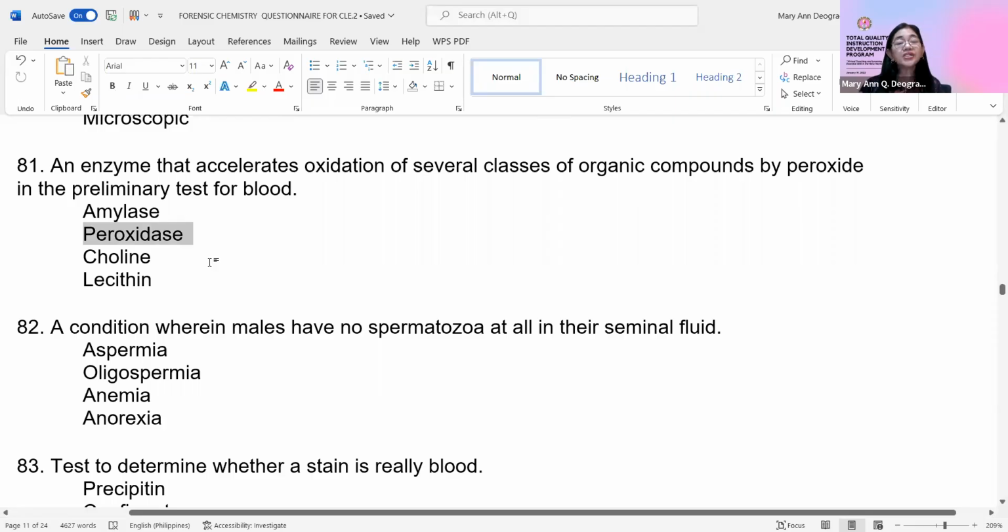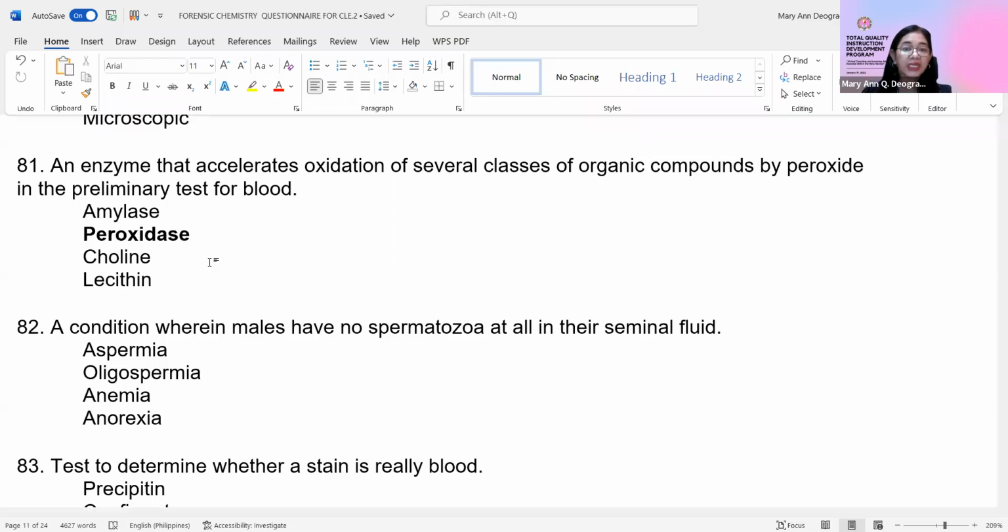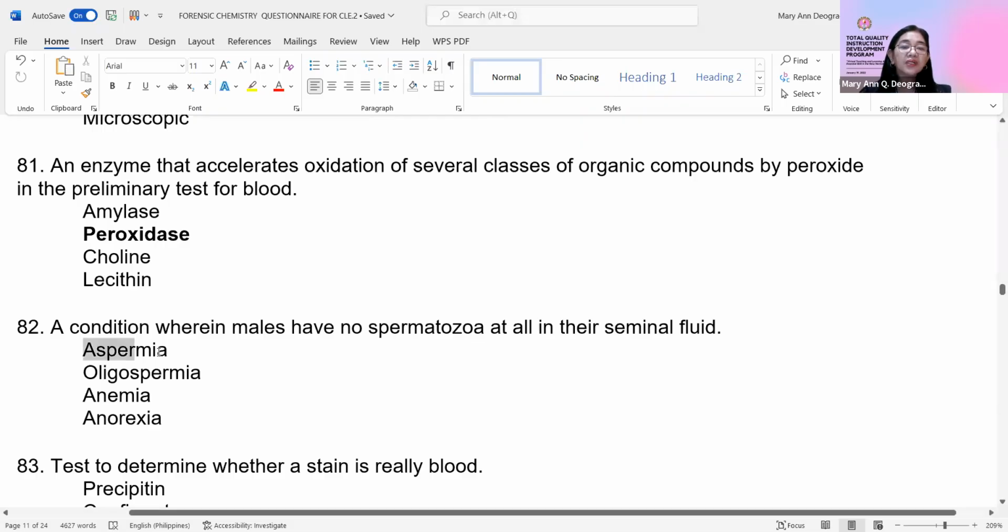Alright, a condition wherein males have no spermatozoa at all in their seminal fluid. Aspermia, oligospermia, o yung dalawa lang pagpipilian nyo dyan eh. Okay, aspermia. Pag low sperm count, no, it's the oligospermia.